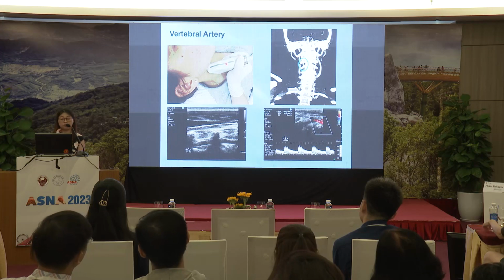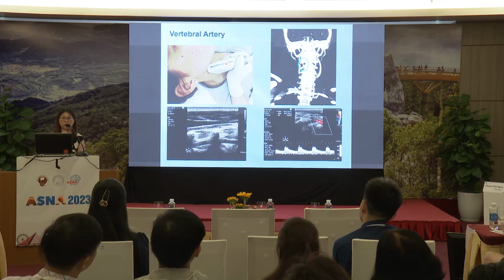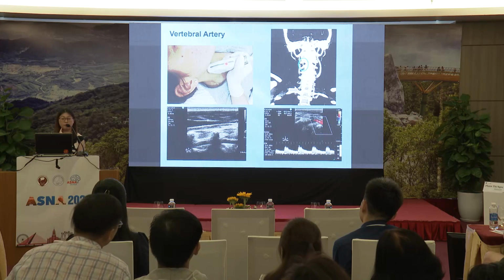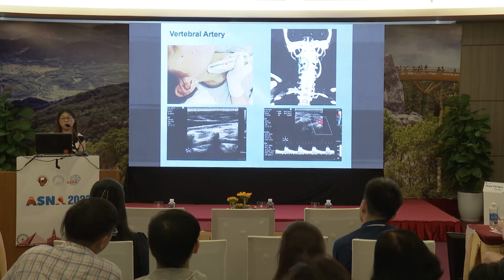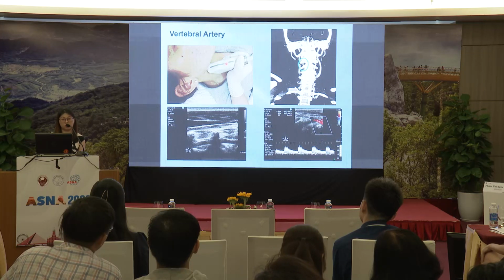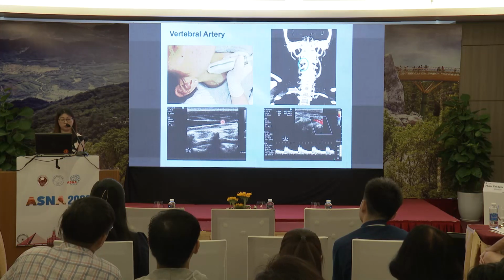This is the vertebral artery. You just need to tilt a little bit medial from the clavicle. Then you see both transverse processes. If you see both transverse processes, surely this is the vertebral artery. And then you need to measure the lumen, the diameter of the vertebral artery.